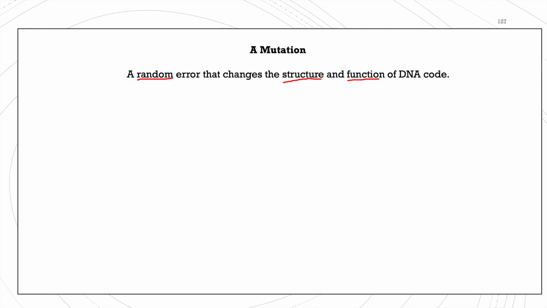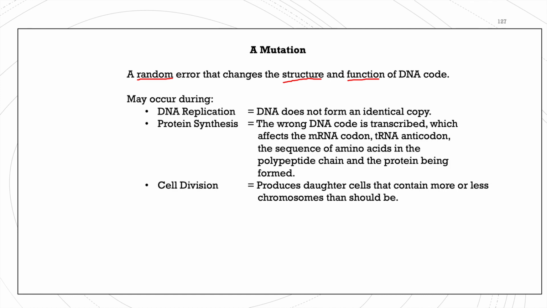Now, we have two types of these errors, okay? But before we go to the two types of mutations that are prescribed for your grade 12 work, these errors may take place during DNA replication when DNA does not form an identical copy. Remember, in lesson 3 we dealt with DNA replication. We said that DNA replication is a process where DNA makes identical copies of itself. Now, if DNA does make a copy, but the copy is not identical, then that may result in a mutation.